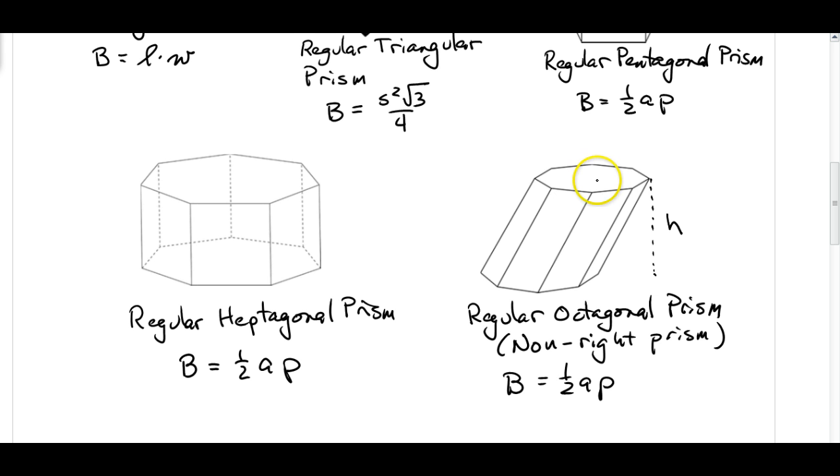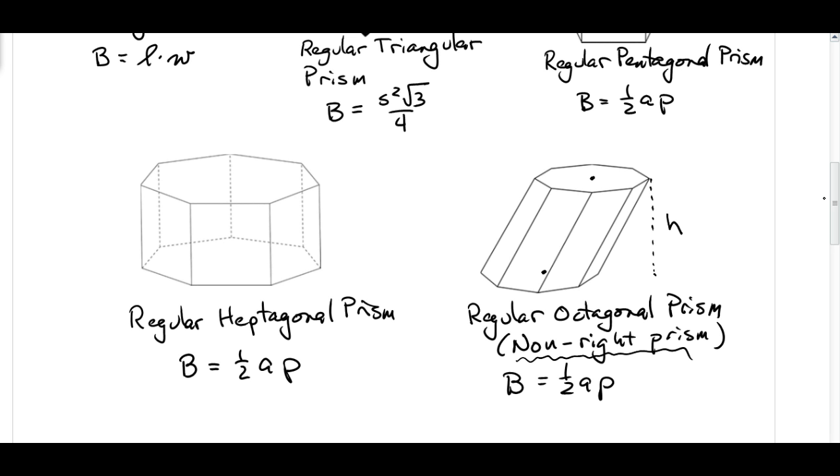Okay? So the area of the base is still going to be 1/2 AP, but notice that this is a non-right prism because the center of the base on the top is not directly above the center of the base on the bottom. But the formula works the same. So moving on to a couple of examples.